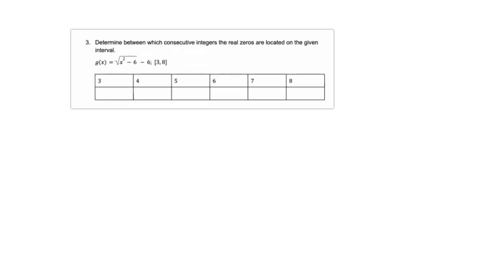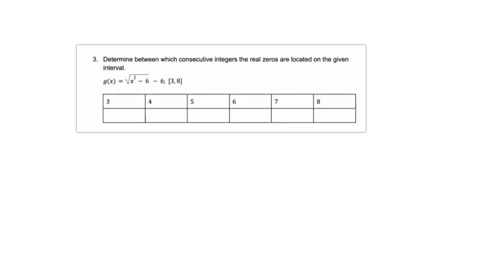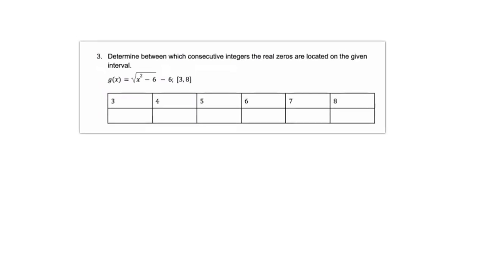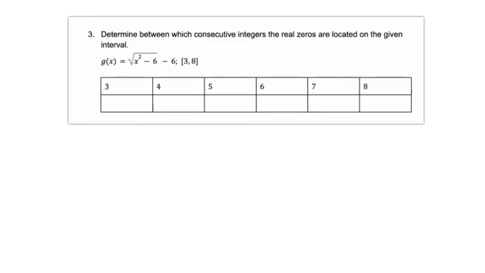Hopefully that makes sense. All right, looking at this one: determine between which consecutive integers the real zeros are located on the given interval between 3 and 8. Okay, this would be an intermediate value theorem type of situation. I don't know if I want to dive into the intermediate value theorem necessarily, but I want to get into just the logic behind everything we do here.